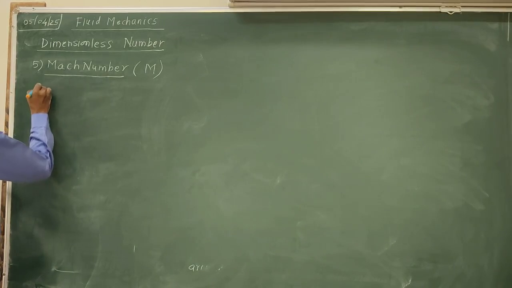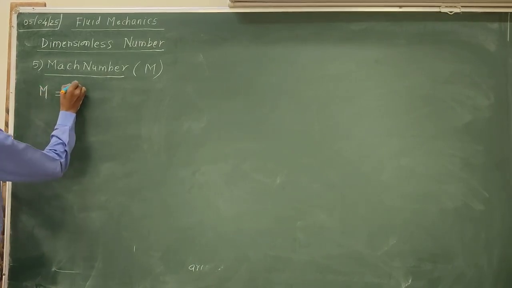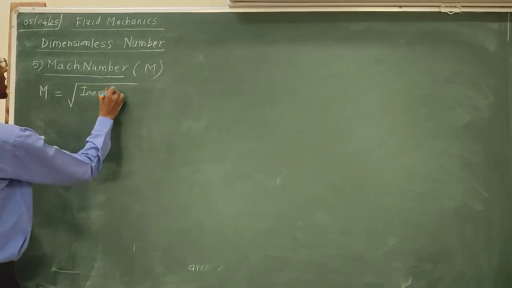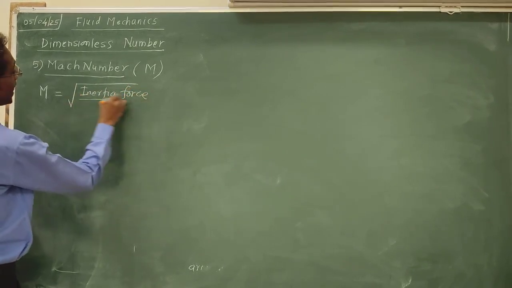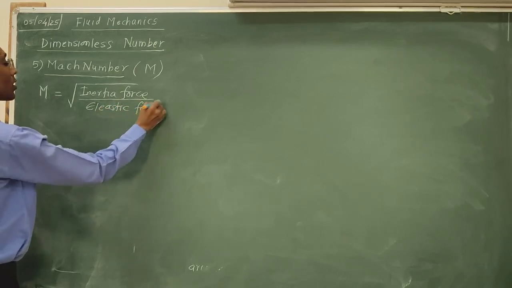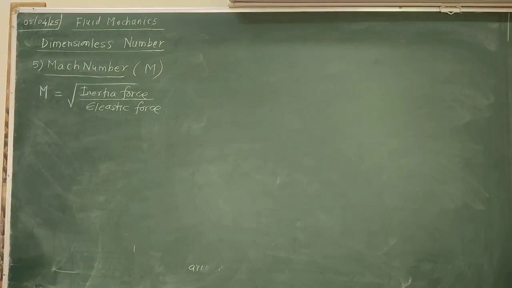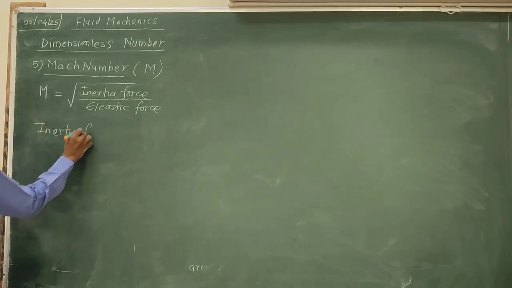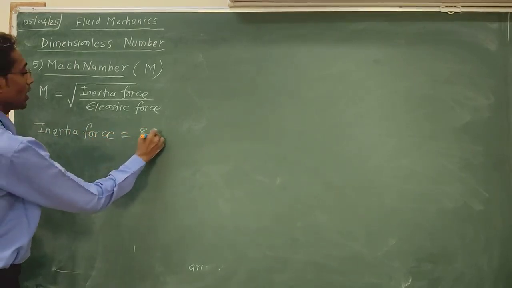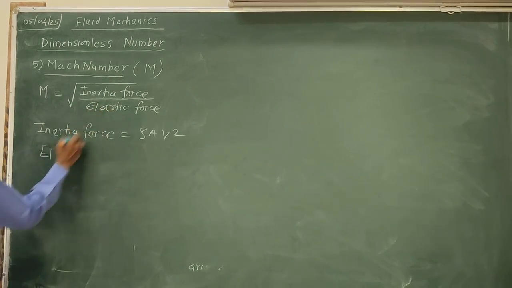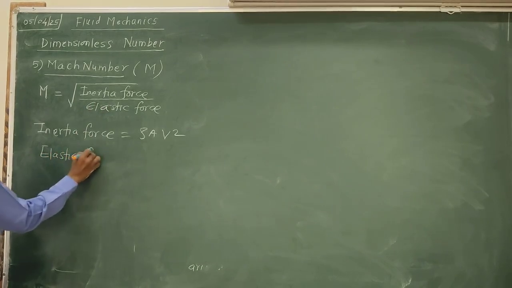It is what? It is a ratio, in the square root, of inertia force to elastic force. Elasticity is a property of material. Elastic property, elastic force. Okay. So, further, writing this in mathematical form, inertia force is rho A V square. Elastic force.